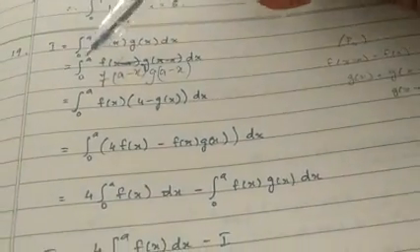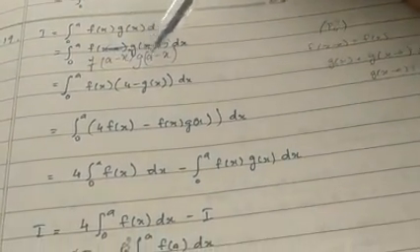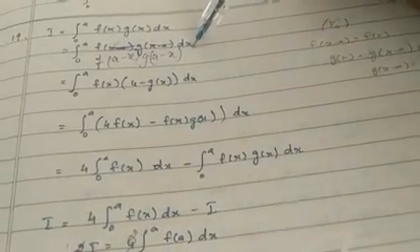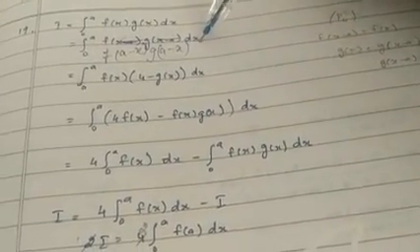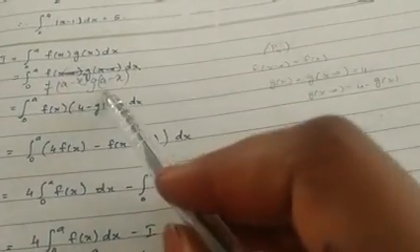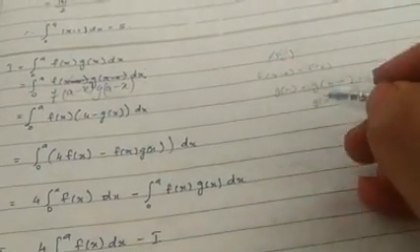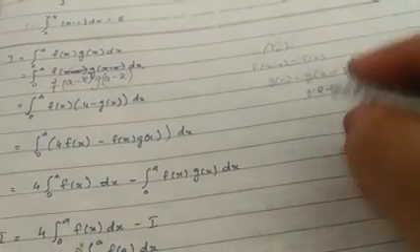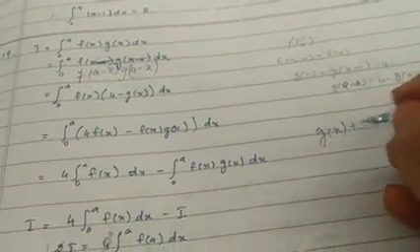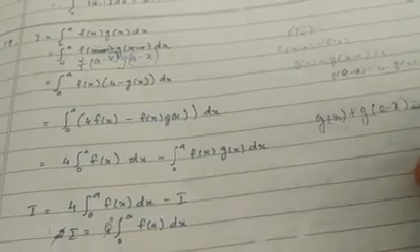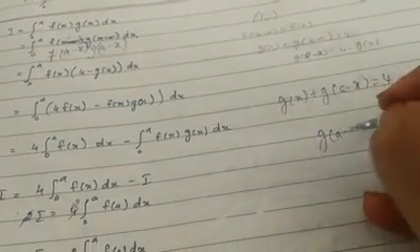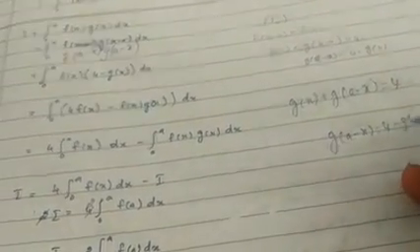Therefore f of a minus x and g of a minus x into dx, that will be the value of the integral 0 to a f of a minus x g of a minus x into dx. And they have given g of x plus g of a minus x is equal to 4. From this you can find the value of g of a minus x. Therefore g of x plus g of a minus x is equal to 4, so g of a minus x is nothing but 4 minus g of x.